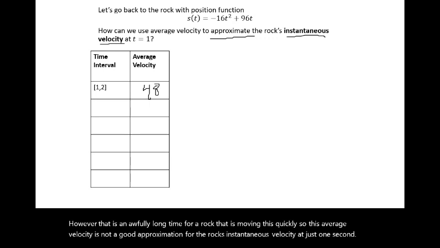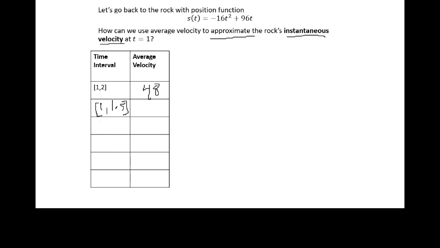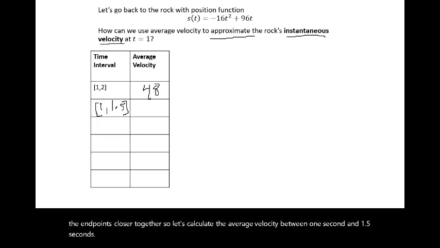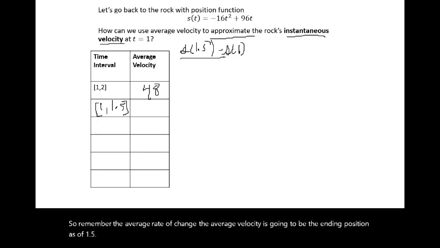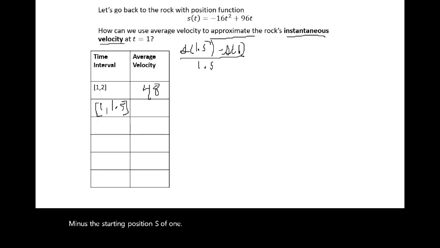Well, we can improve this approximation by bringing the endpoints closer together. So let's calculate the average velocity between 1 second and 1.5 seconds. Just making that time interval a half a second shorter is actually going to make a huge difference, and you'll see in a moment. So remember, the average rate of change, the average velocity, is going to be the ending position, s of 1.5, minus the starting position, s of 1, divided by the ending time, 1.5, minus the starting time, 1.